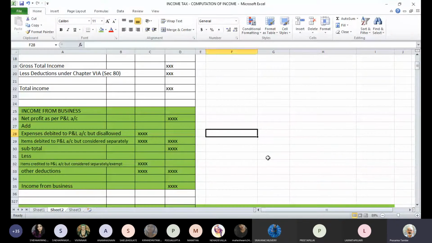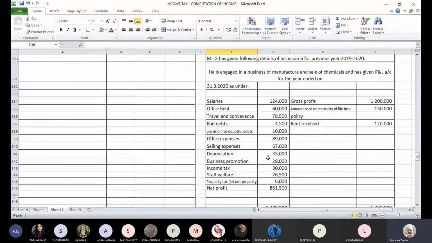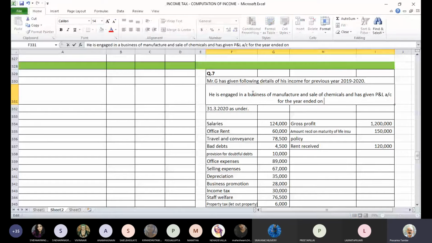So we come to the first question on computation of business or income from business or profession. Very simple question to begin with. Question number 7. It says Mr. G has given the following details of his income for the previous year 2019-2020. He is engaged in a business of manufacture and sale of chemicals, and he has given the P&L account for the year ended on 31st March 2020. So with this, we'll have to find out how to prepare his working for income from business.